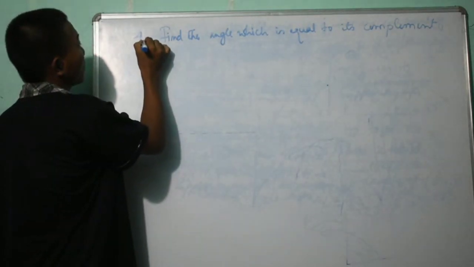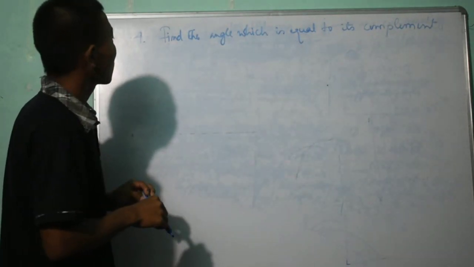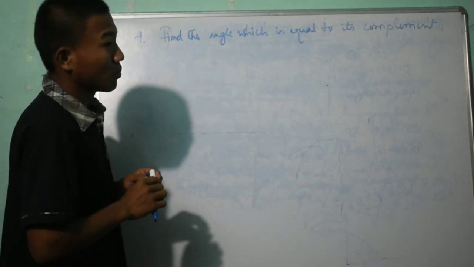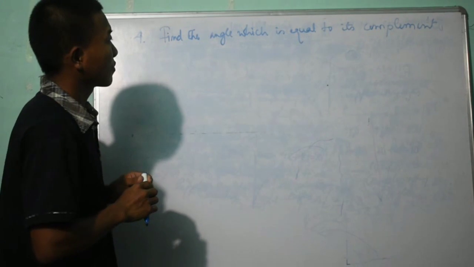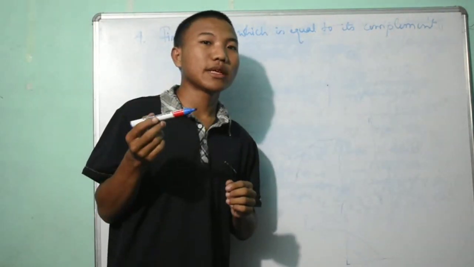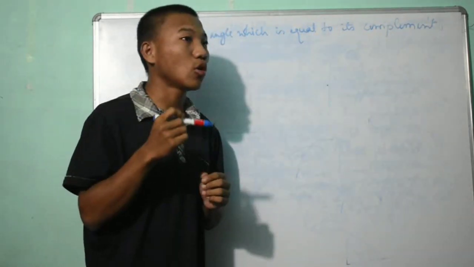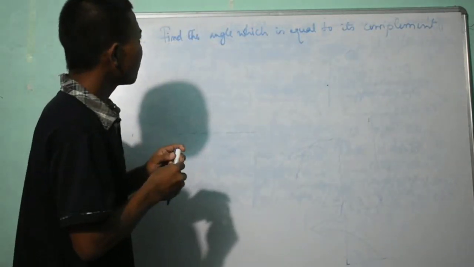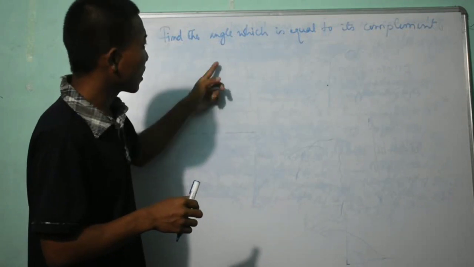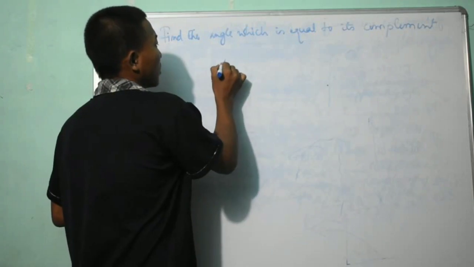Let us try to solve for this question number 4. Before we solve, let us read. Find the angle which is equal to its complement. So in complementary angles or in supplementary angles, we have to remember that two angles are always involved. So here we have to find an angle which is equal to its complement.